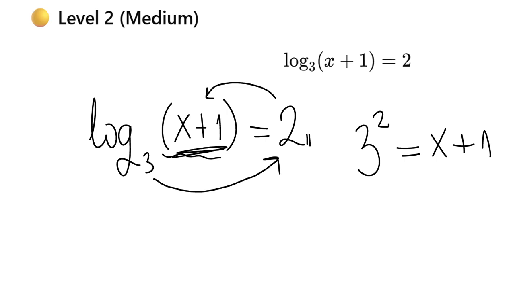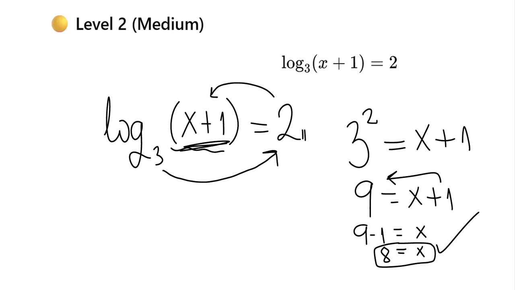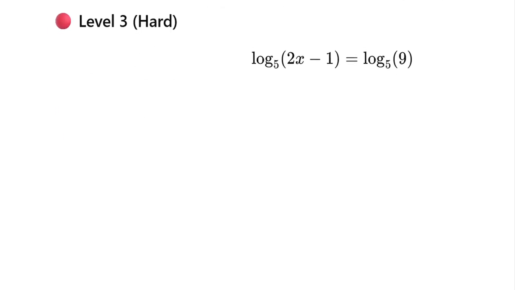All right? Isn't this an easy equation? 3 to the power of 2, 9, is equal to x plus 1. We switch 1 to the other side, so it becomes 9 minus 1, which is equal to x. Finally, x is equal to 8. That's it. We are done with this one. I hope it was clear. I find it easy, right? Even if it says medium. Let us move on to the next one.